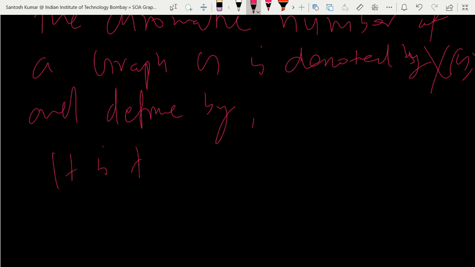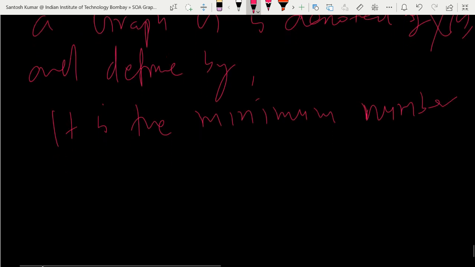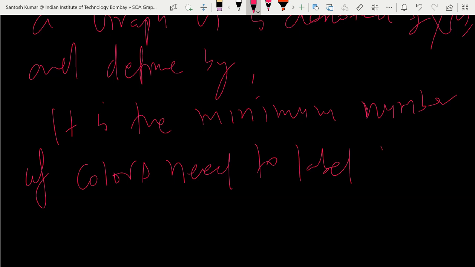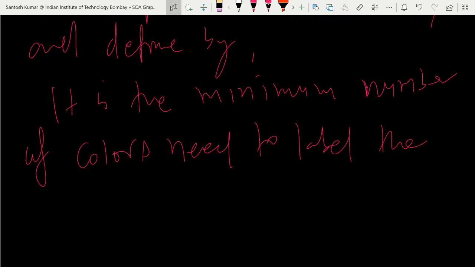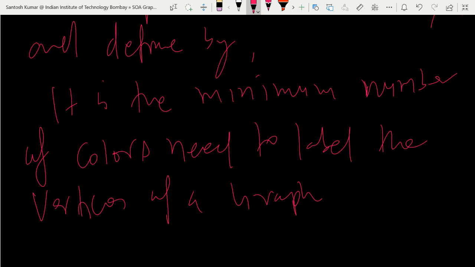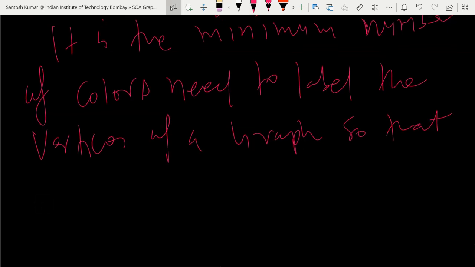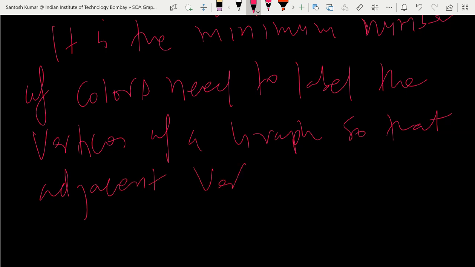So you can say it is the minimum number of colors needed to label the vertices of a graph so that adjacent vertices receive different color.